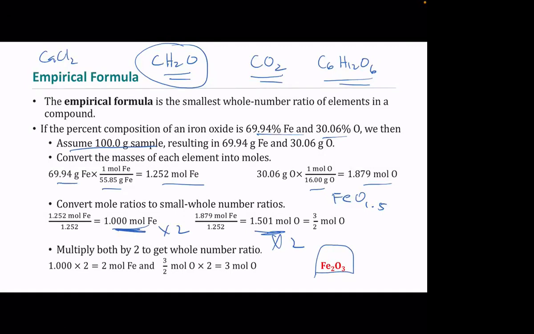Again, what did we do? We assume a 100-gram sample, we go from percent to mass, mass to moles. That's the same as always. We always go mass to moles. This is new: we're dividing by the smallest, trying to get the ratio based on 1. Then we can pick a number that allows us to multiply everything to get all whole numbers. And this is an empirical formula. Questions?